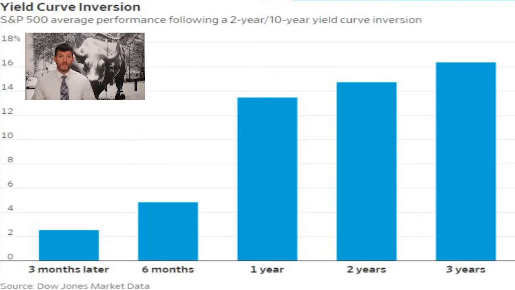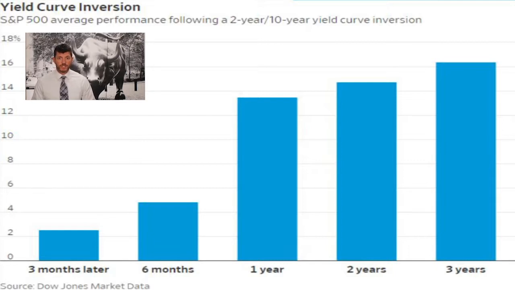Next, I want to look at 3 separate charts. First chart we're going to look at here is over a few different time frames, being 3 months, 6 months, 1 year, 2, and then 3 years. What's the S&P 500's average return been after the yield curve is inverted? So if you're looking at this chart, you can see that 3 months after the yield curve inverts, the S&P 500's been up, on average, 2.5% over these past 5 times.